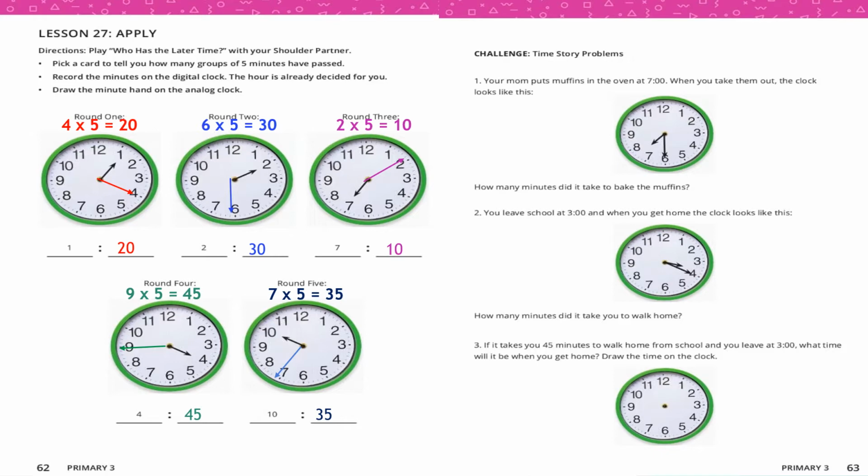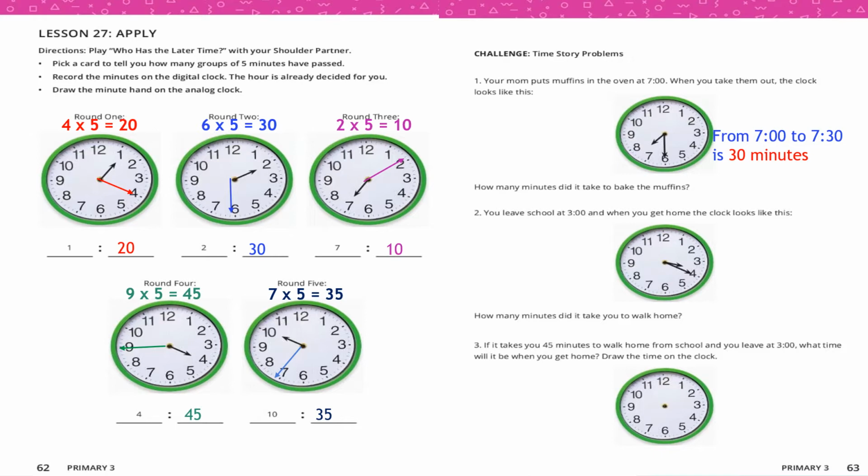So between 7 o'clock and 7:30, we have 30 minutes. So he is asking me how many minutes did it take to bake the muffins? It means 30 minutes.